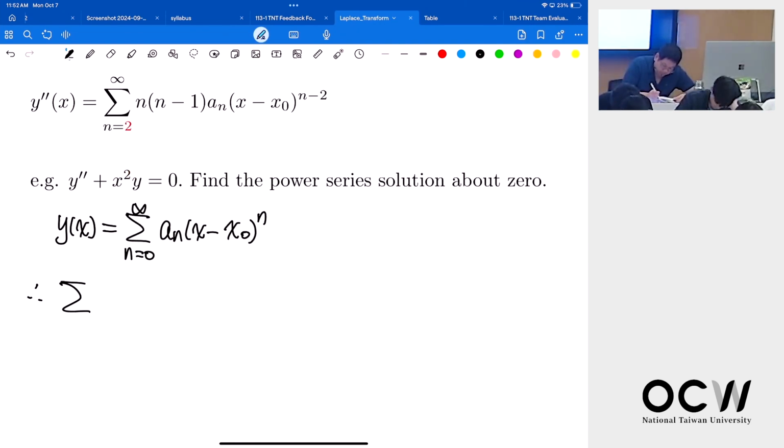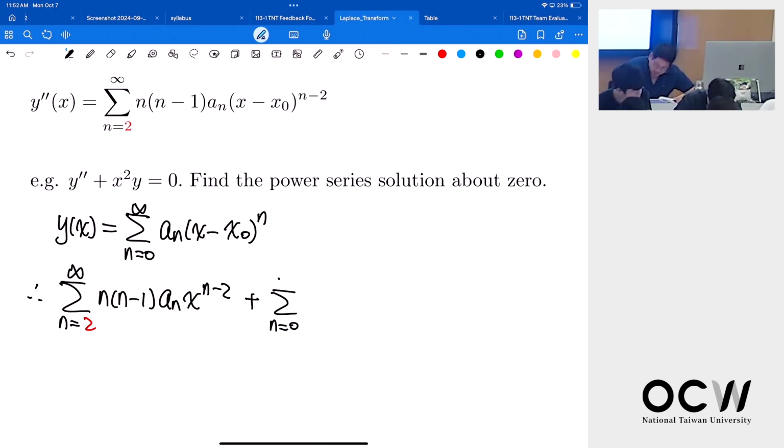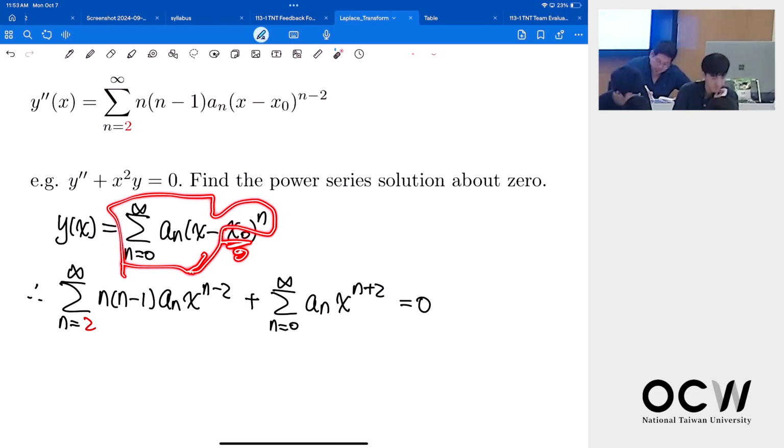Y double prime, we have n times (n minus 1) a_n x^(n minus 2), with n from 2 to infinity, plus x squared y. So x squared y, where y is this sum of a_n x^n, times x squared. So x^(n plus 2). That equals 0. Because now x naught is 0, this is your x, this is your y, times x squared. That's why we have n plus 2.